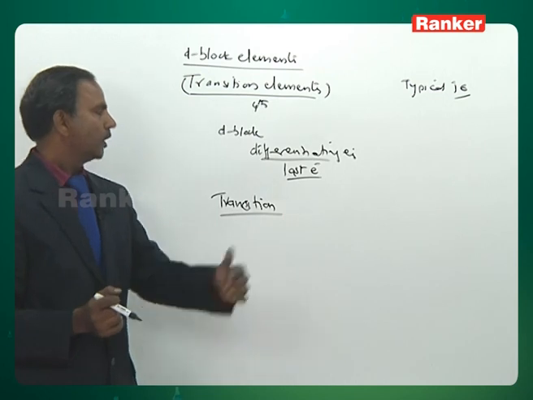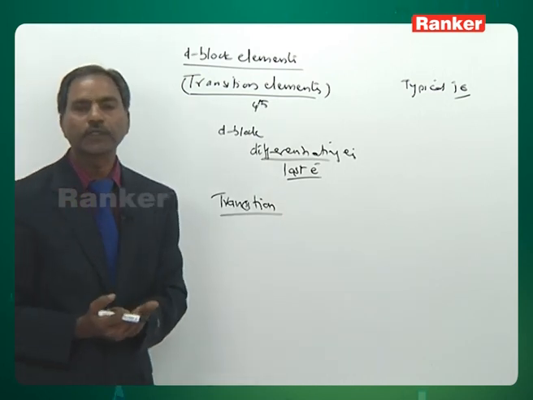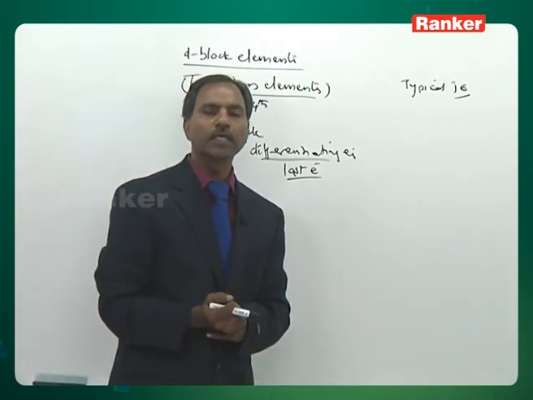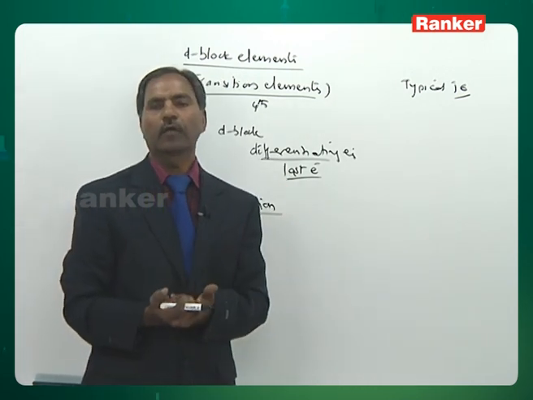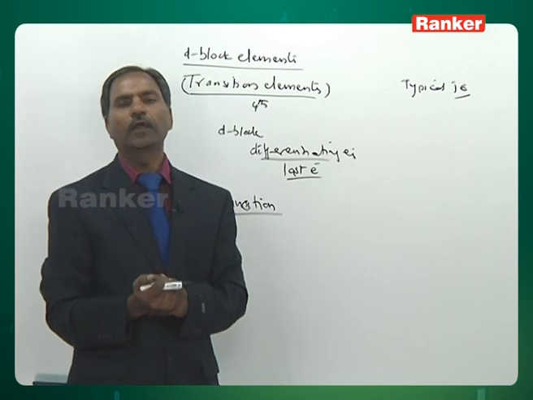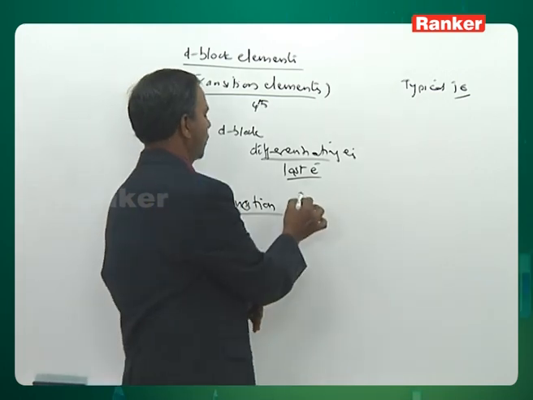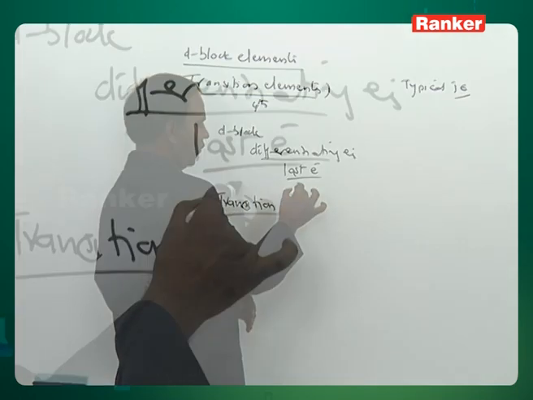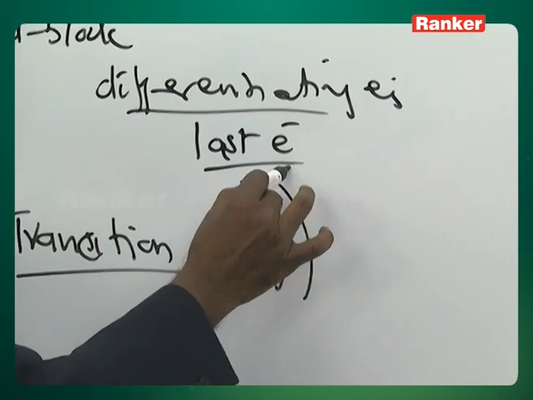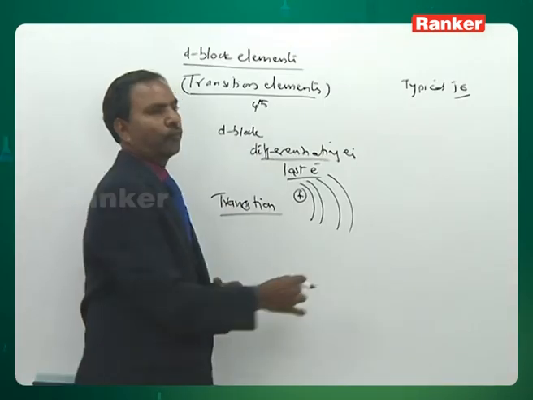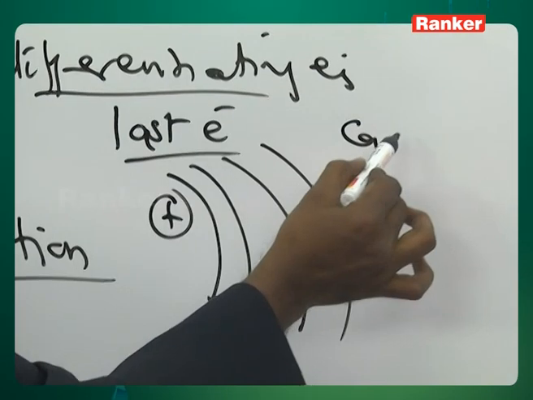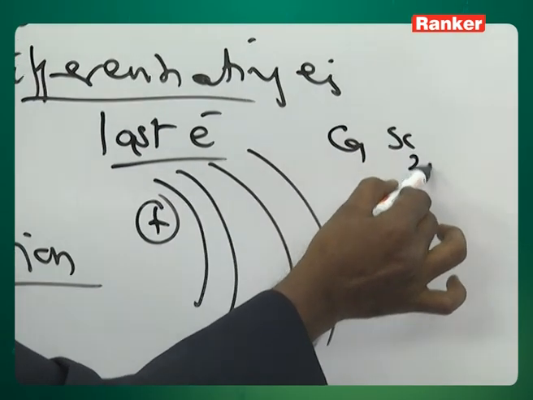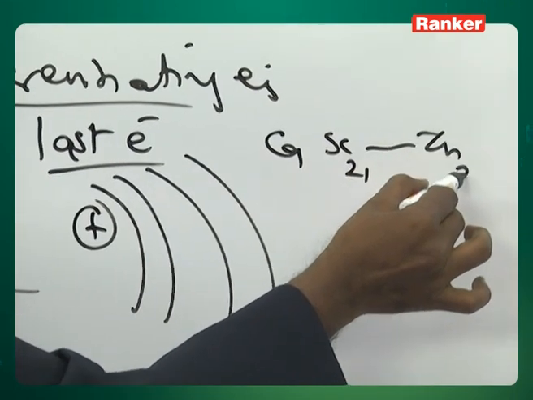One more thing. In the modern periodic table, each period you take as a shell. Now, you are talking about these D block elements starting from the 4th period, I said. Therefore, let me write 4 shells: first shell, second shell, third shell, and 4th shell. So, after calcium, you are getting these D block elements, scandium 21 to zinc 30.